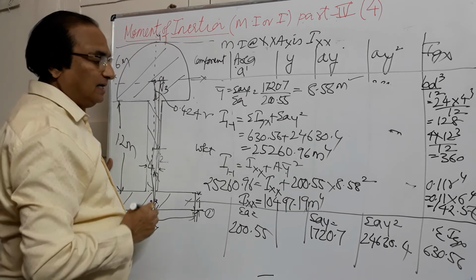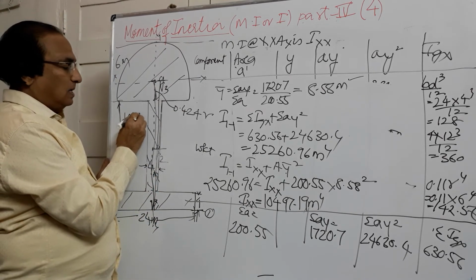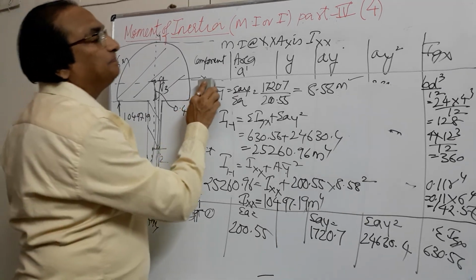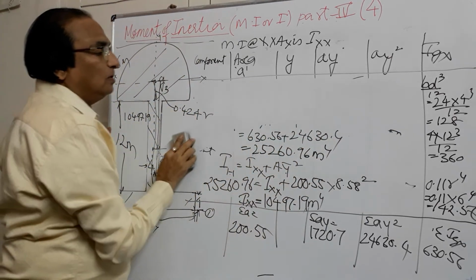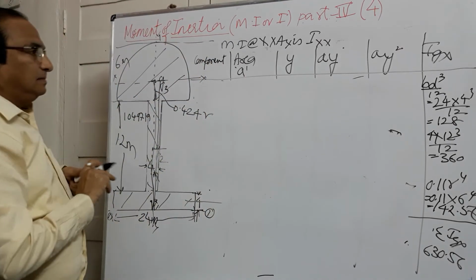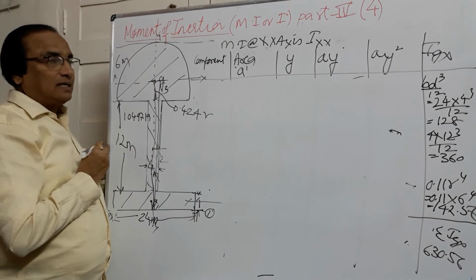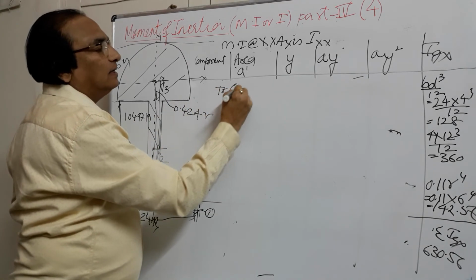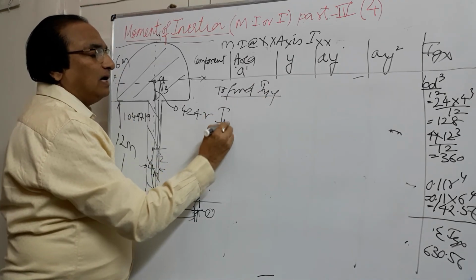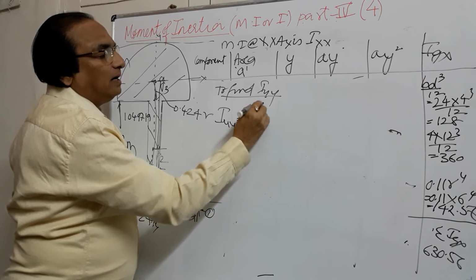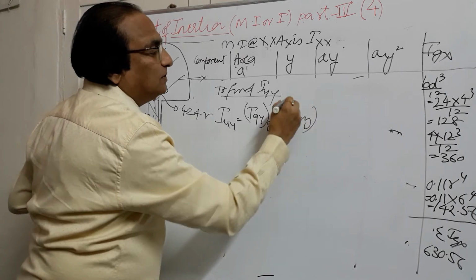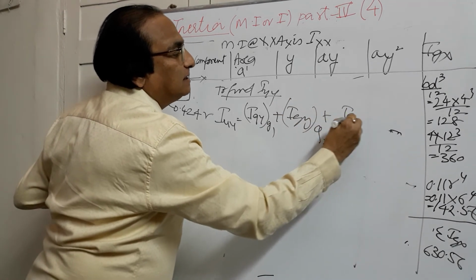So we got the value of IXX as 10497.19. Now we will go to find out IYY. Now as I told you, to find out IYY, the center of all the figures and the y-axis are coinciding. So you can directly use the formulas to find IYY. IYY will be equal to IGY of G1 plus IGY of G2 plus IGY of G3.